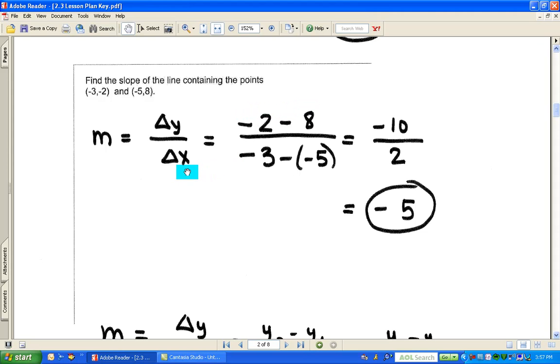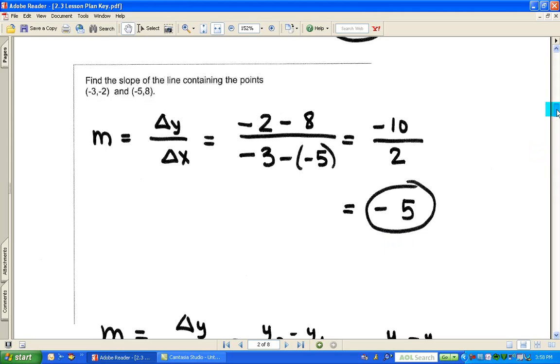To find the change in x, I do the same thing. My first x value is -3. My next x value is -5. -3 minus a -5. Very important to put those parens. We end up with -10 on the top. We end up with a +2 on the bottom. Therefore, this line has a slope of -5.